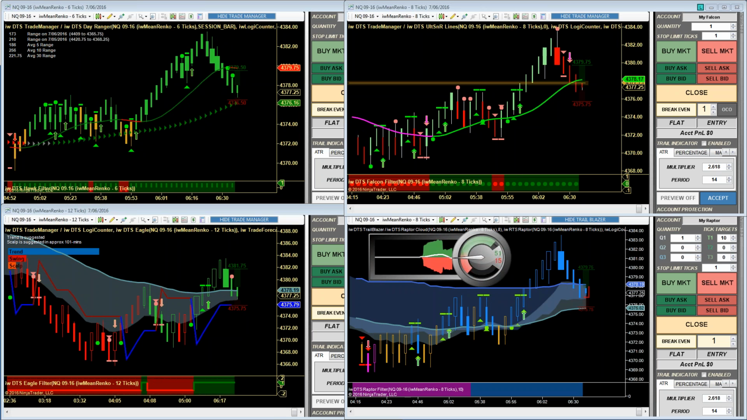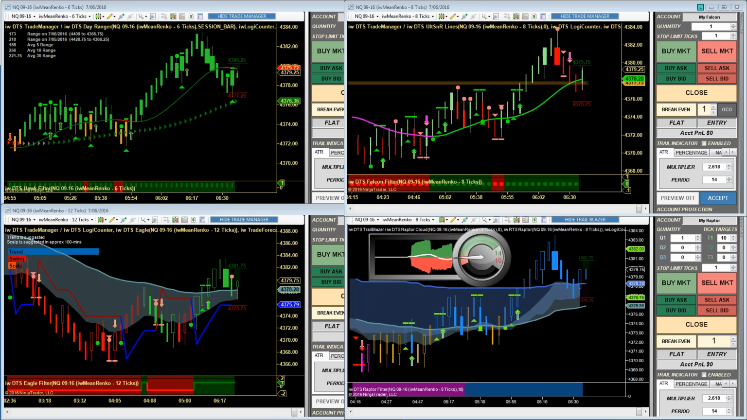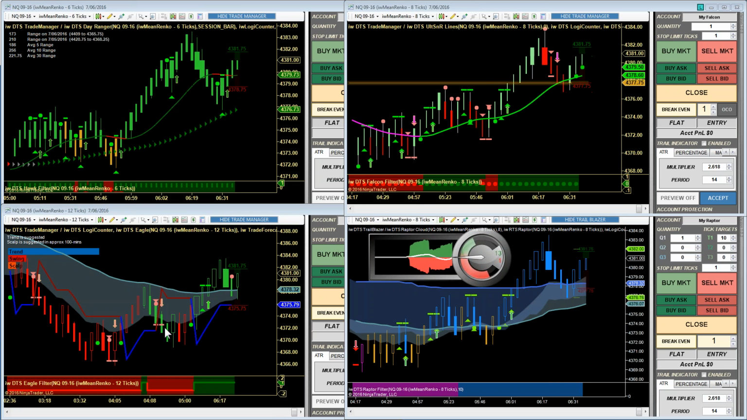For those of you new to our room this morning, welcome. What you're looking at here is the diversified trading system, and it's diversified because we're looking at the market from three different points of view. Here in the top left, we have the Hawk Scalper. The top right is the Falcon Swing Trader. The bottom left is the Eagle Trend Trader.